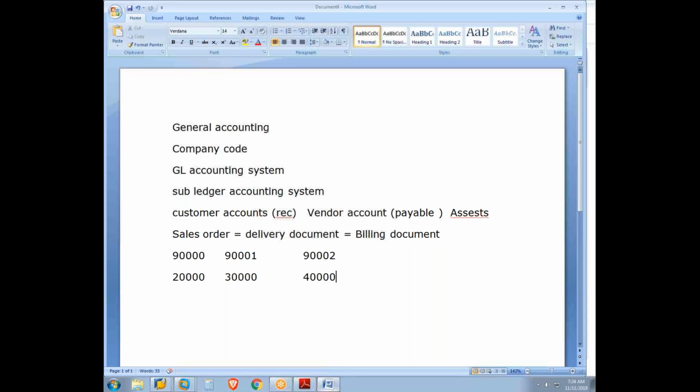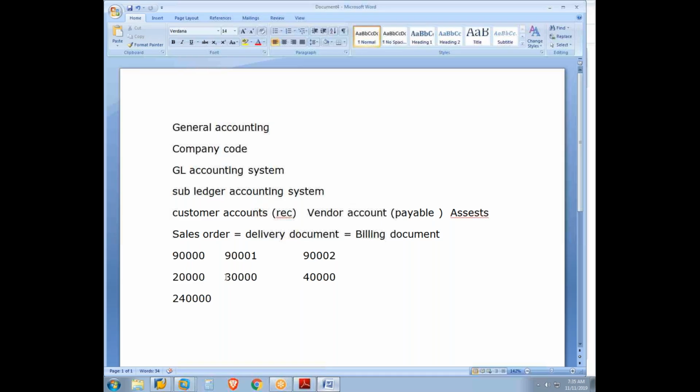But while the system is posting these amounts to the account, parallelly the amount will be posted to a reconciliation account. Now, what will be the reconciliation account? Reconciliation account is basically a grouping of various sub-ledger accounts. For example, for all the domestic customers, we have got one reconciliation account. Let's say that reconciliation account is 2,40,000. This 2,40,000 is basically a GL account, and it is called the receivable reconciliation account.